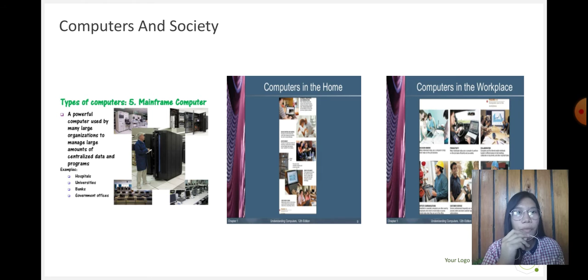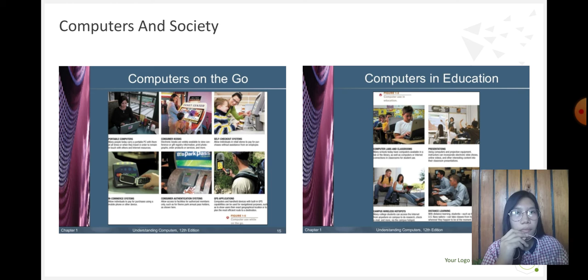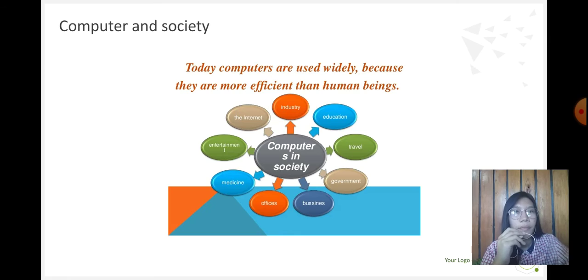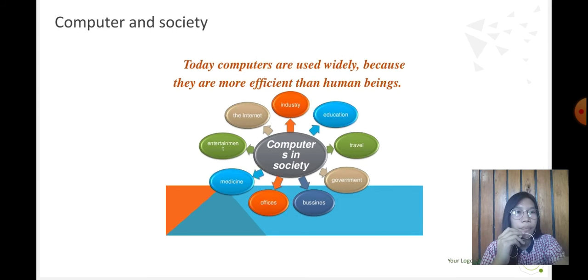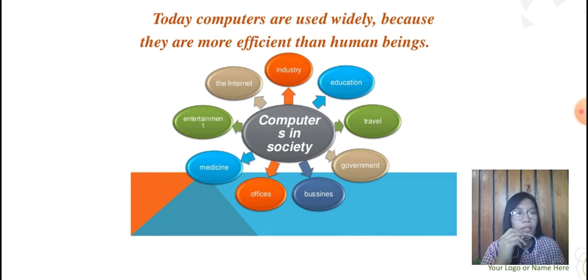Computers and society. We have computers in the home, computers in the workplace, computers on the go, computers in education. Today, computers are used widely because they are more efficient than human beings. Computers in society have shaped our society and industry, which include education, government, business, offices, medical, entertainment, and the last, the internet.